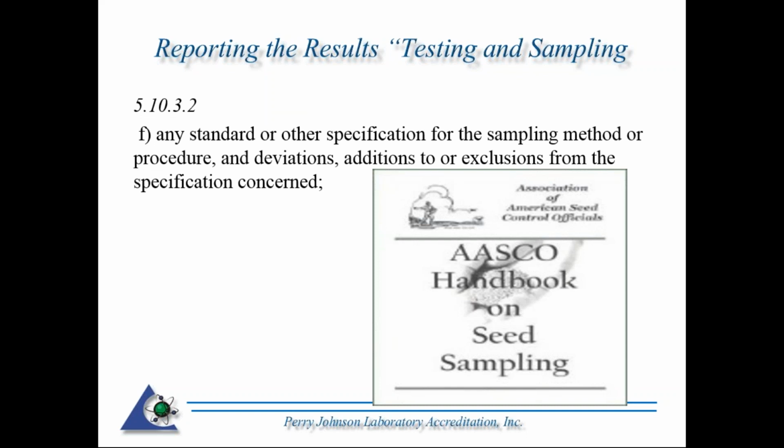510.3.2 F, any standard or other specification for the sampling method or procedure and deviations, additions to, or exclusions from the specification concerned. Hence, going back to the example on seed, we have a specific procedure specified for seed sampling. If you are to deviate from this, or exclude any part of this procedure, that needs to be specified on the test report.